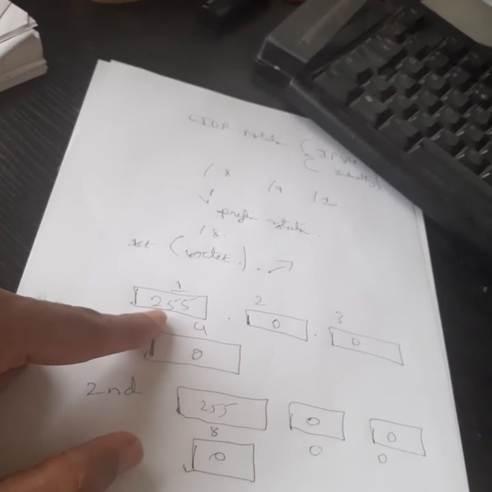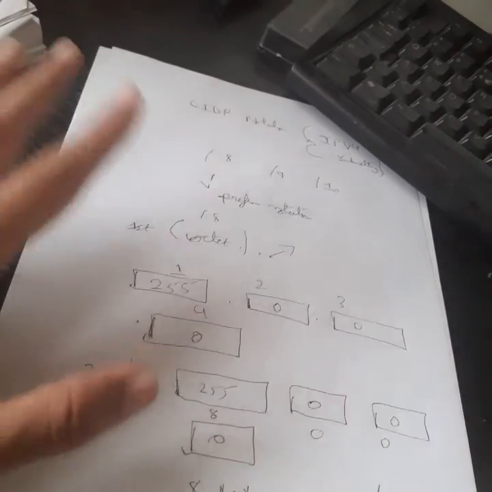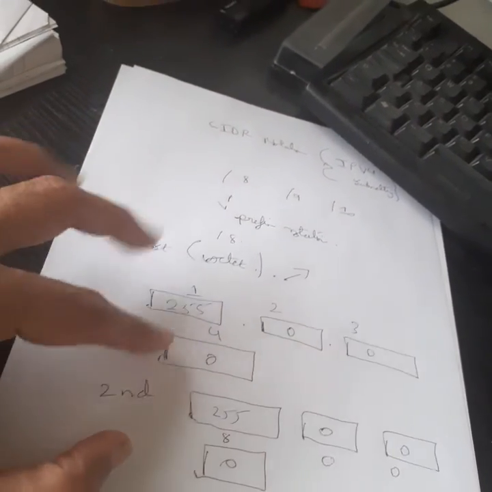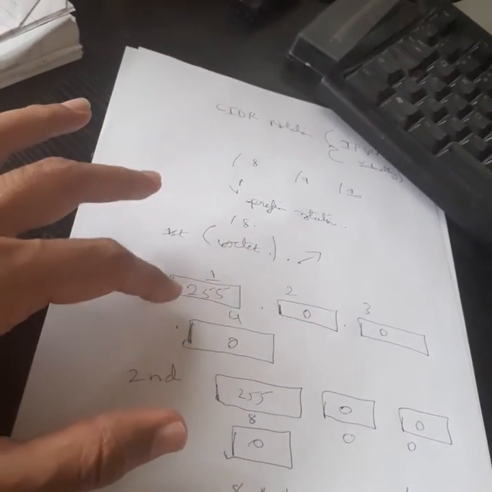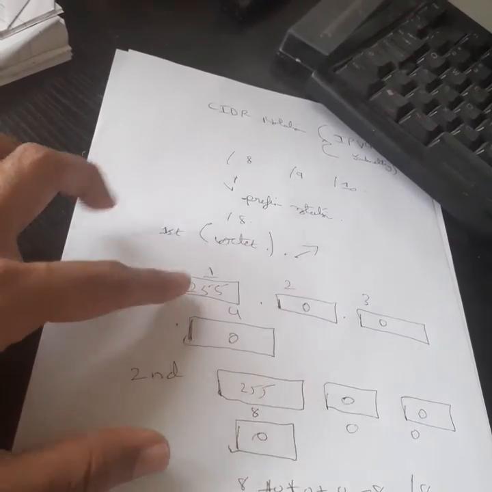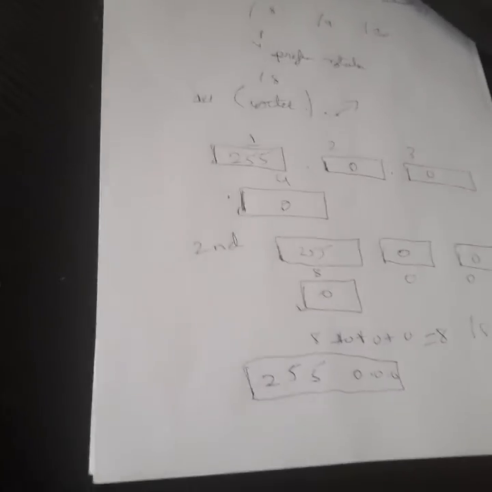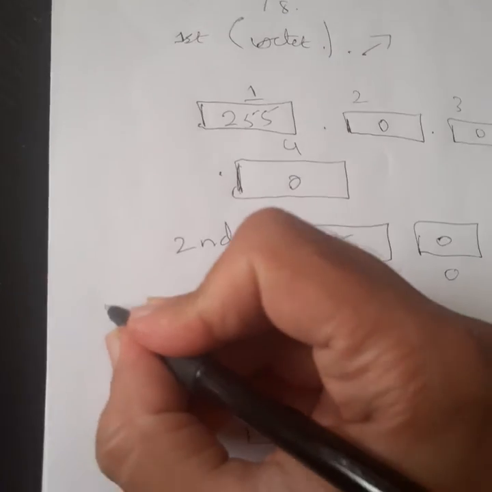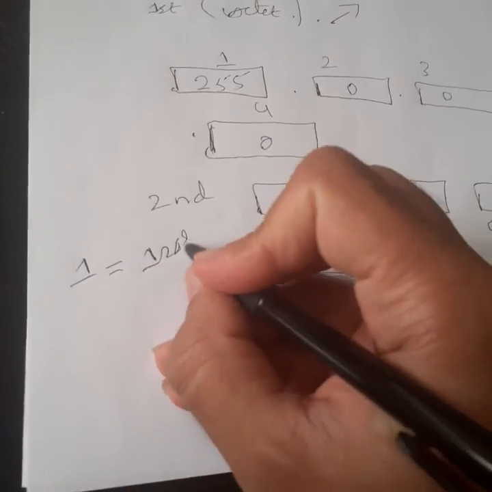So if you can't remember octets, just remember 1 byte is 8 bits. You can do it that way as well. Then you have to assign values. As you all know, for every single bit that we have here, there is a specified value. So the value specified for the first bit is always 128.